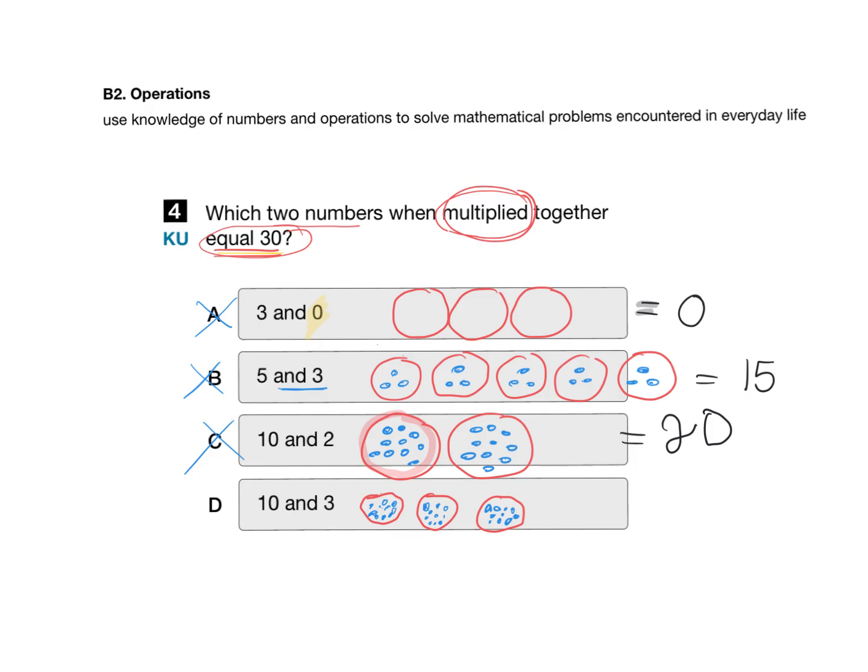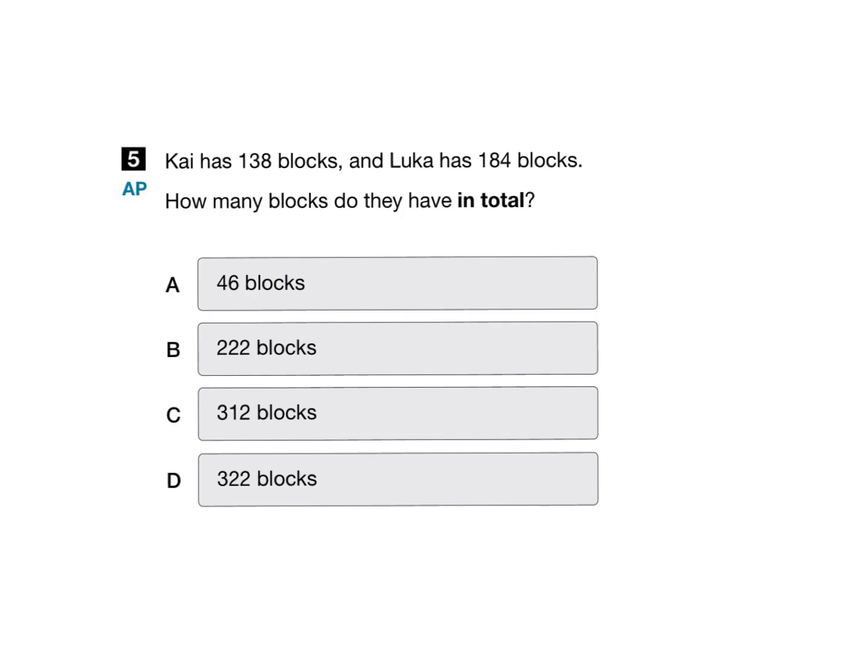How many do you have all together? 10 plus 10 plus 10 equals 30. So is that the answer? Yeah. Which two numbers when multiplied together give you 30? 10 and 3. Excellent.